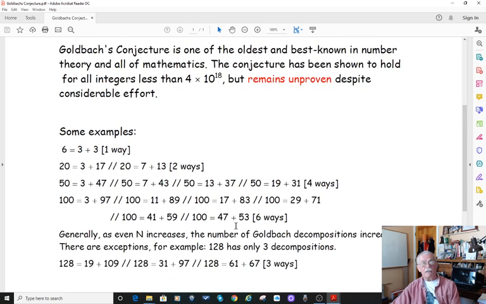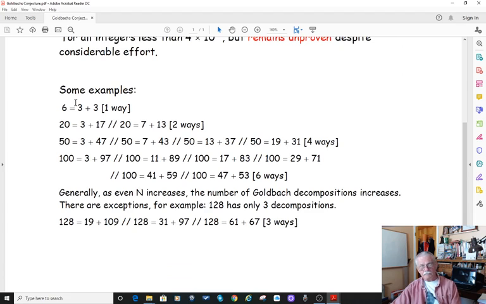So a couple examples, just to give you an idea. 6 can be written as 3 plus 3 in one way. 20 can be written in several ways: 3 plus 17, 7 plus 13, right? The sum of two primes. 50 can be written in 1, 2, 3, 4 ways: 3 and 47, 7 and 43, 13 and 37, 19 and 31. 50 can be written as the sum of two primes in 4 ways.